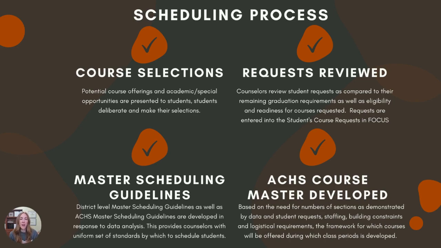So based on the need for numbers of sections as demonstrated by data and student requests, building constraints and logistical requirements, the framework for which courses will be offered during which class periods is developed. So we only have so many teachers, we only have so many classrooms. We're trying to respond to the number of requests. So how many students want an art class, how many students want digital infotech, et cetera, and so forth. And with all of those things, a course master, the matrix is developed. Which classes are offered, which periods.